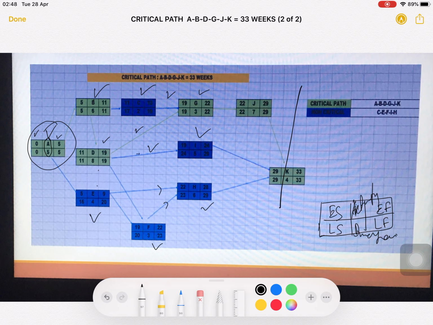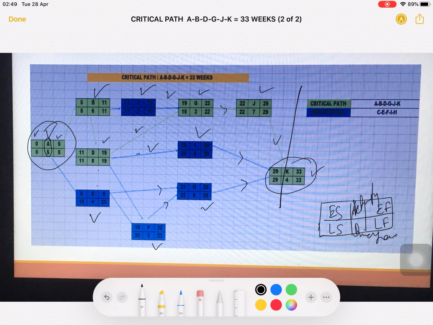Then J. For J, you have to finish the G activity. And for K, your final, I, H and J activities need to finish to reach the goal.